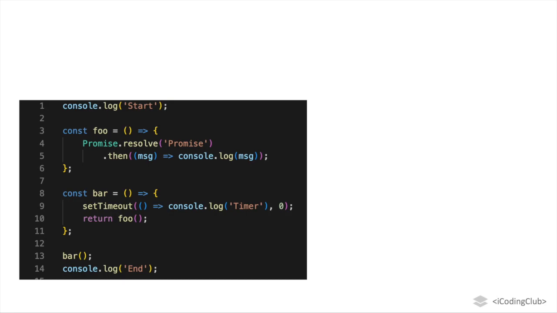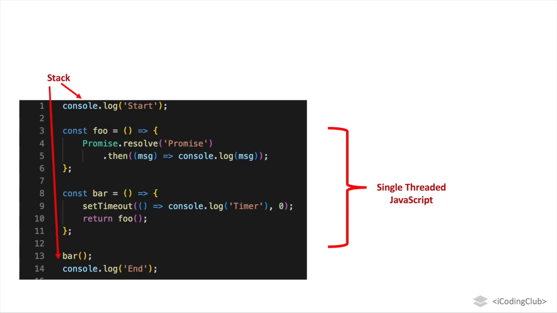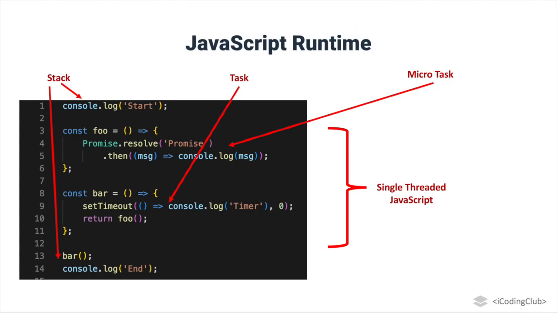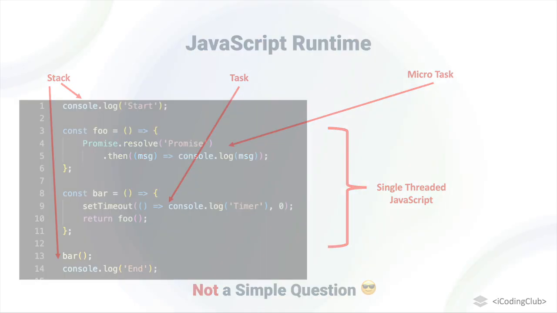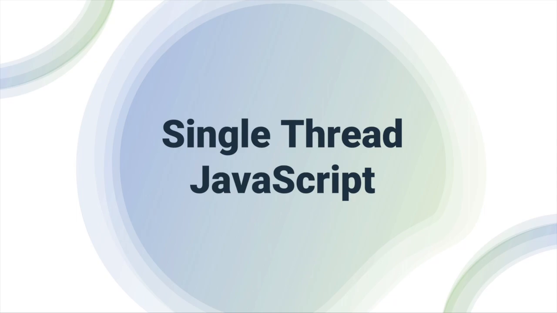We have everything we need to understand in these 14 lines of code: the concept of single-threaded JavaScript, the concept of the stack, the concept of tasks, the concept of microtasks, and together they make the JavaScript runtime. And in case you are wondering, no, it was not a simple question. It is actually a little bit tough, and you need a complete understanding of the JavaScript runtime to answer this question. So let's start with the single-threaded JavaScript concept.